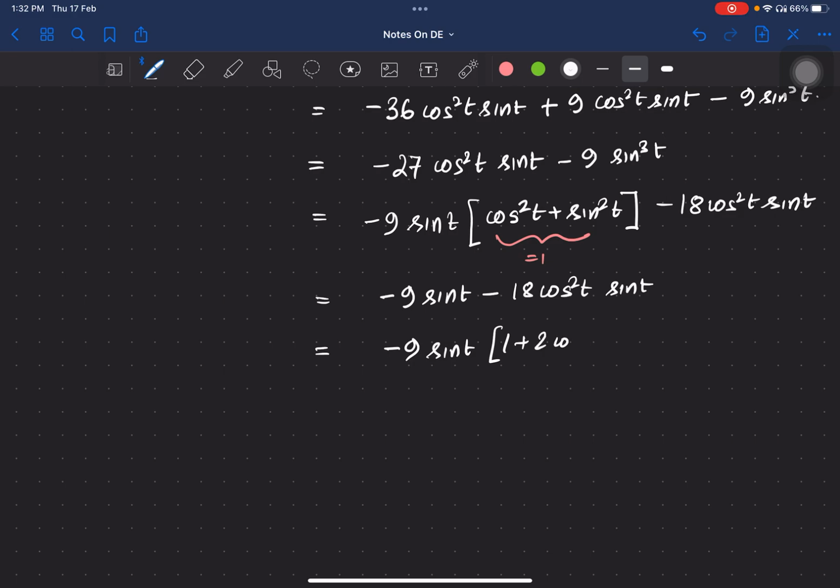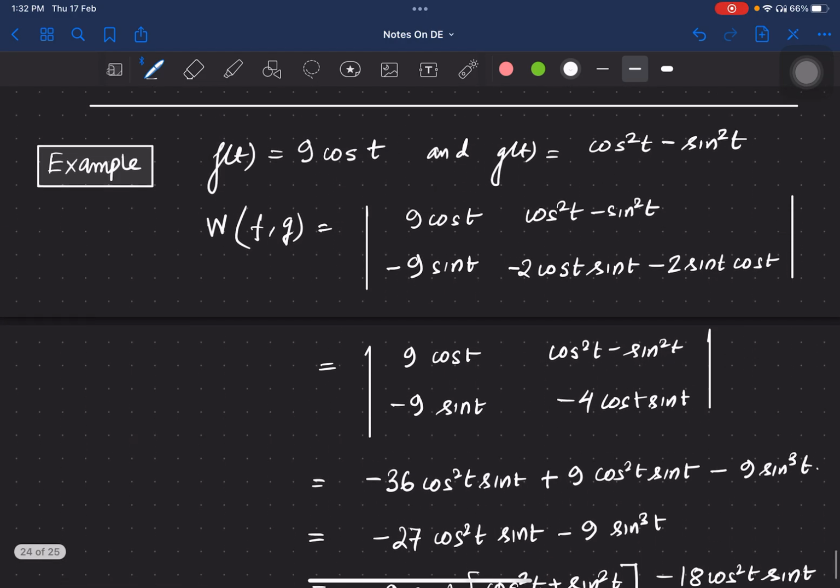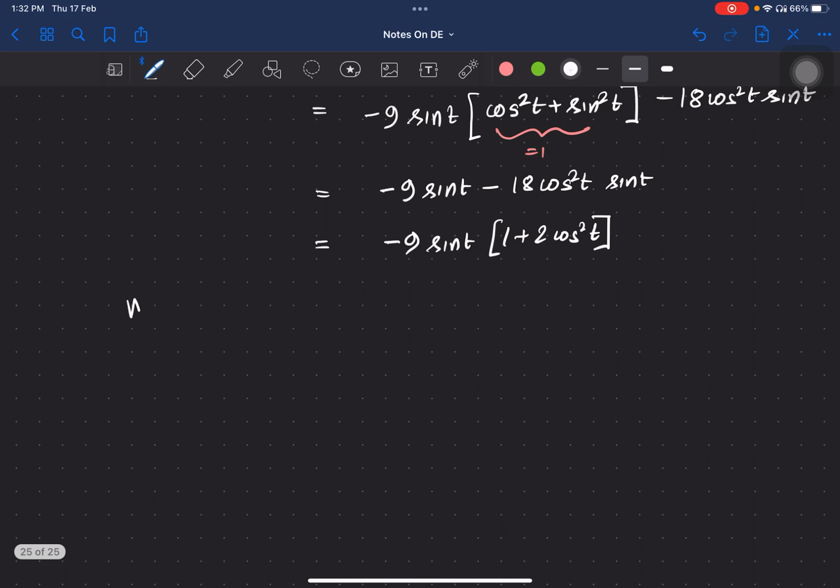So it is not equal to 0 if sin t is not equal to 0, right? So yes, this Wronskian is not 0 if and only if sin t is not equal to 0. So if we have an interval where sin t is not equal to 0, then they will be linearly independent.